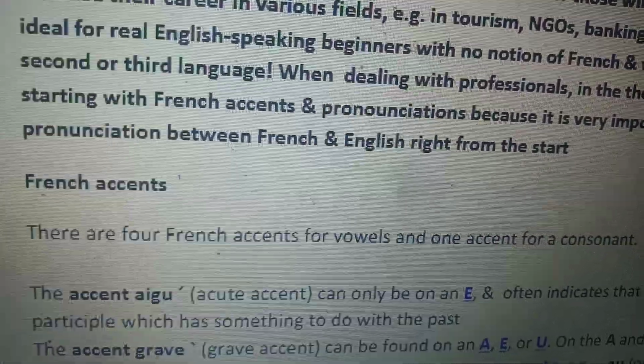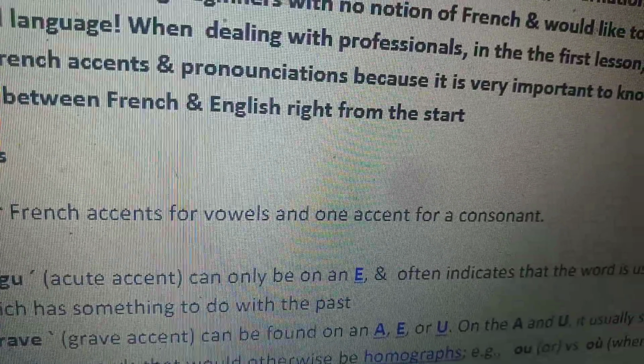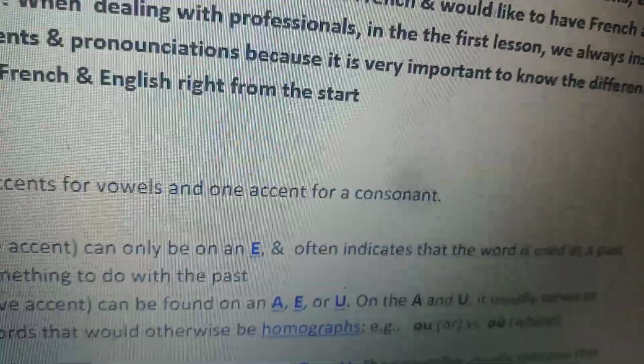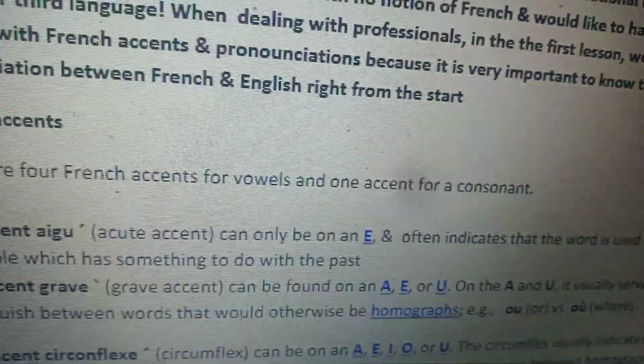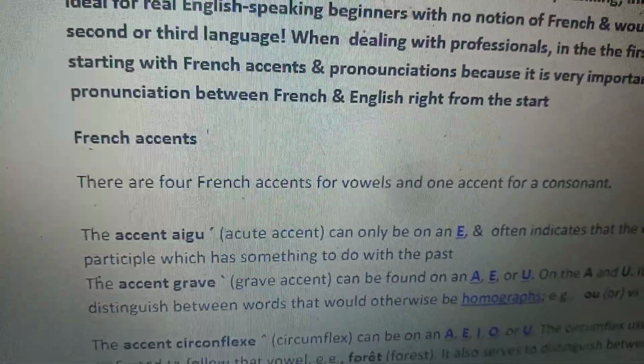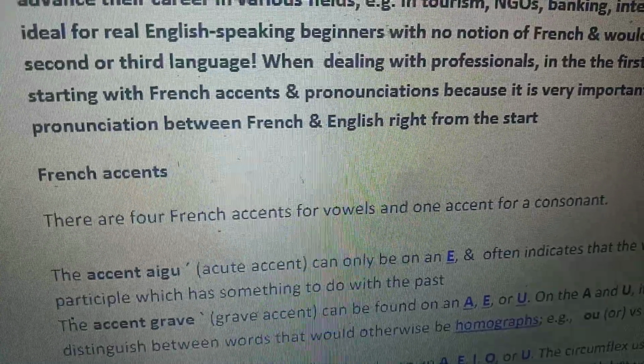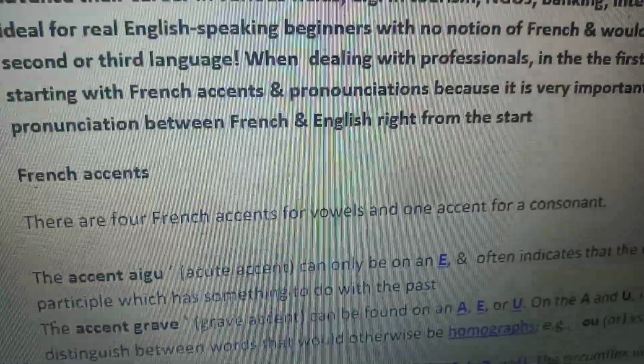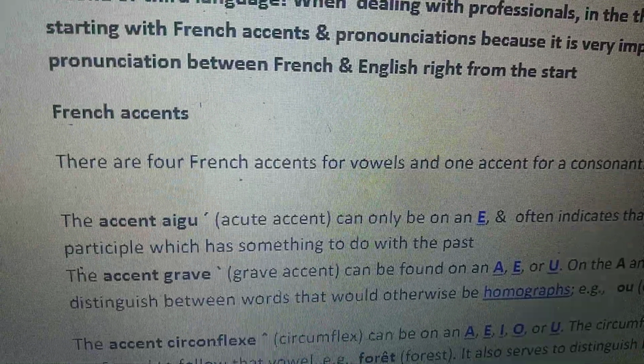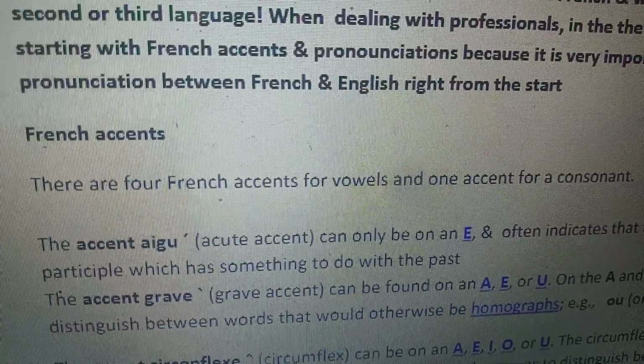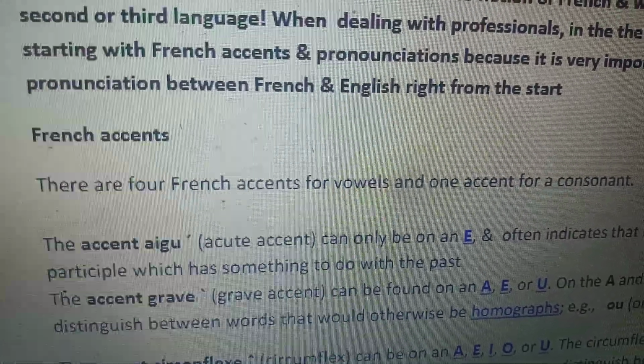Let's start with the first accent, which is the accent aigu, the acute accent. It can only be on an e and often indicates that the word is used as a past participle, which has something to do with the past. You'll be seeing it mostly in sentences which are related to the past.